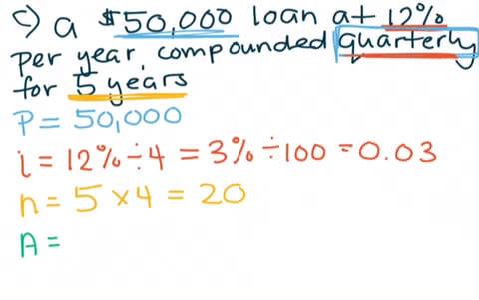And finally, A. A is our total value at the end of the entire period. So at the end of the 5 years, how much is our loan worth? That we don't know. We're given everything except for one thing, and as I already mentioned in this lesson, we're always looking for A.